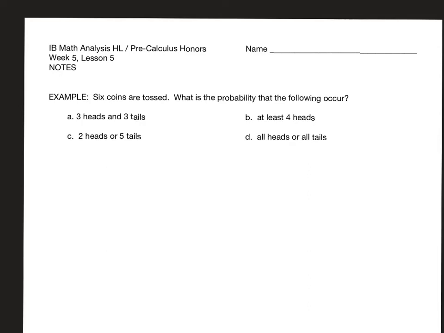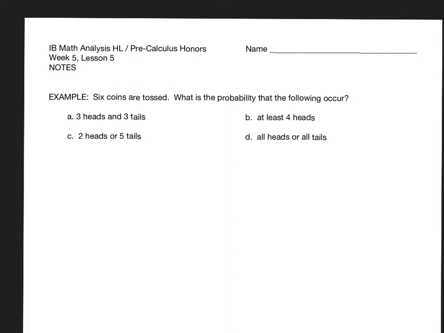Week 5, Lesson 5. This particular lesson is a review of using binomial expansion to do probabilities. And I hope you remember some of this. You were supposed to learn it in Algebra 2.